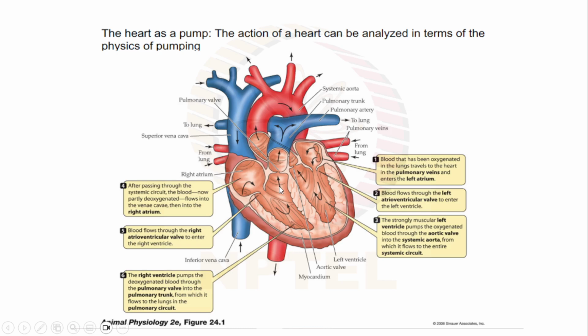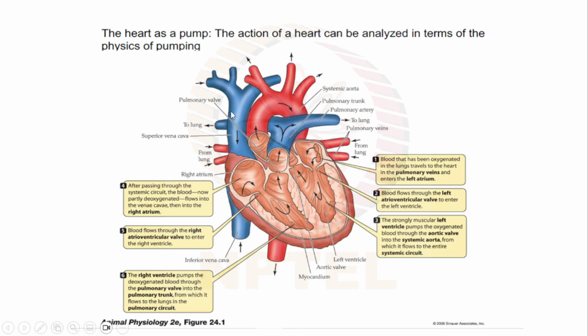These are the four chambers inside the human heart. The right part of the heart, which includes the right auricle and the right ventricle, is for the deoxygenated blood. This part of the heart carries the deoxygenated blood, and the left portion, which includes the left auricle and the left ventricle, will carry the oxygenated blood of the body.